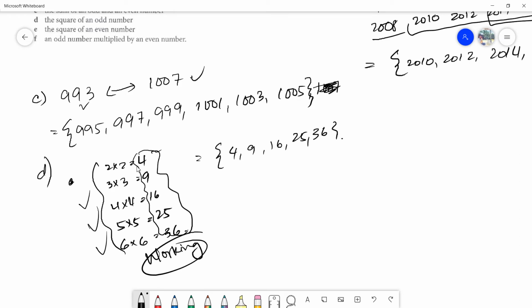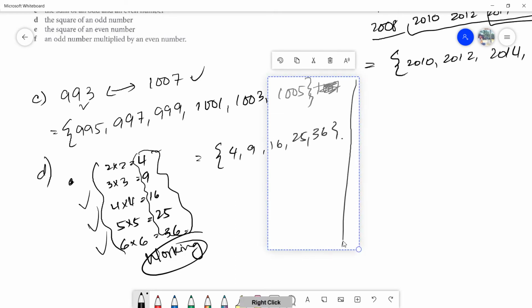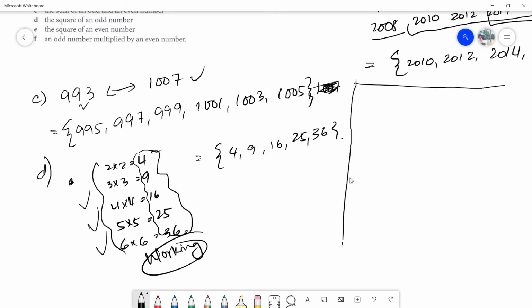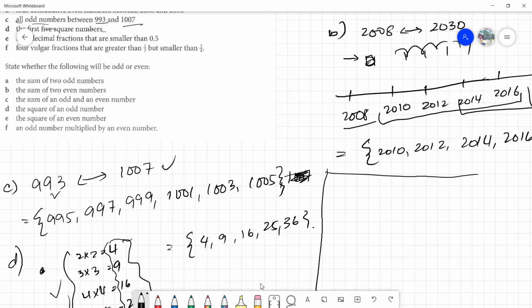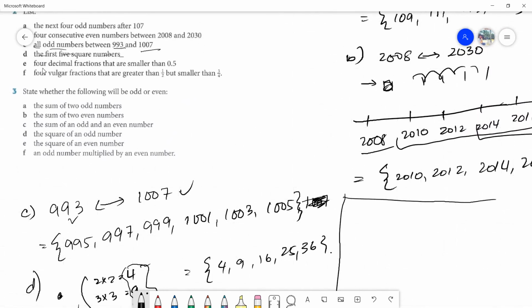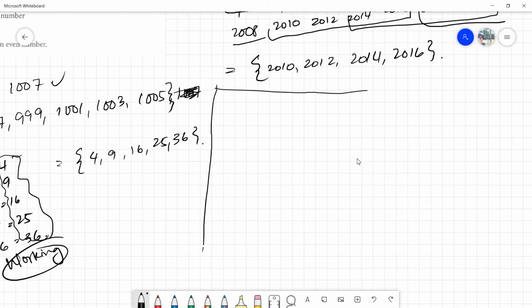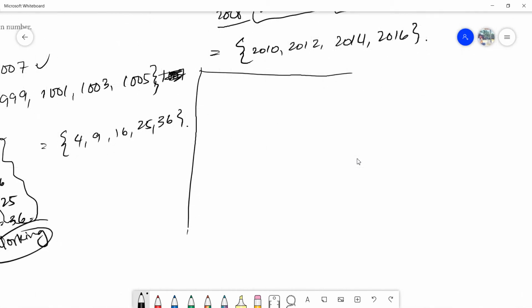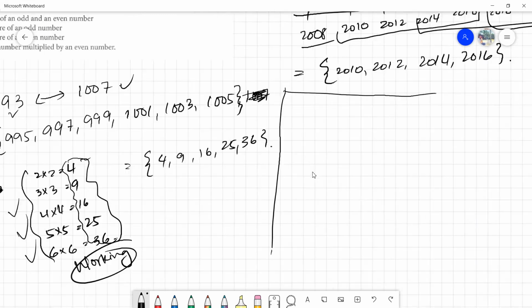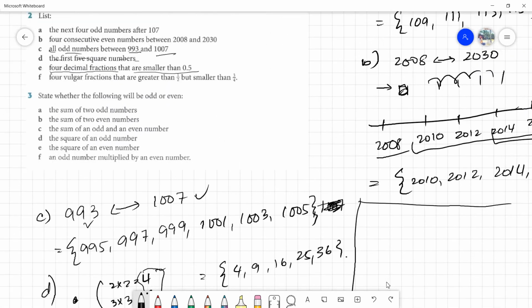Okay. Moving on. Next we have E. It says 4 decimal fractions that are smaller than 0.5. Okay. 4 decimal fractions that are smaller than 0.5. It's question E.